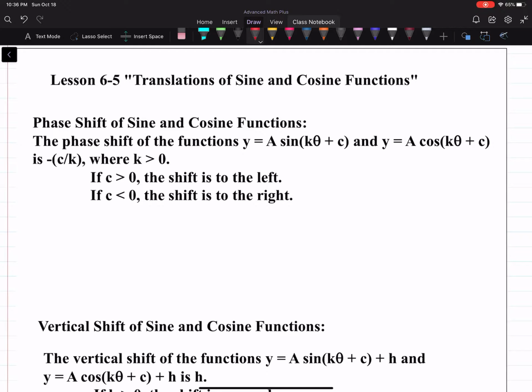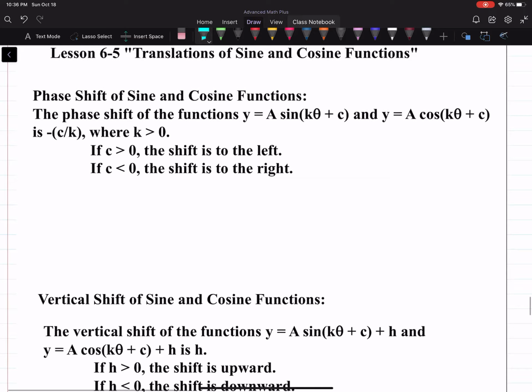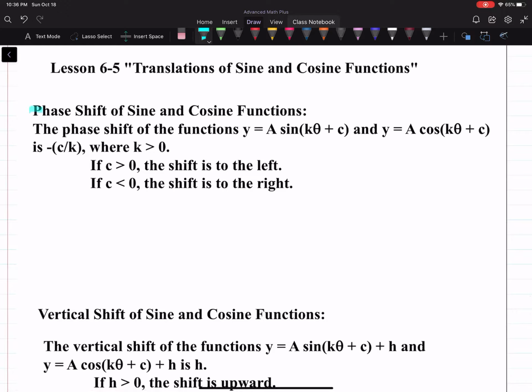Today we're doing translations of sine and cosine functions. We're not going to do much graphing, but we are going to talk about the equations themselves. So we're starting off here with the phase shift of sine and cosine functions.